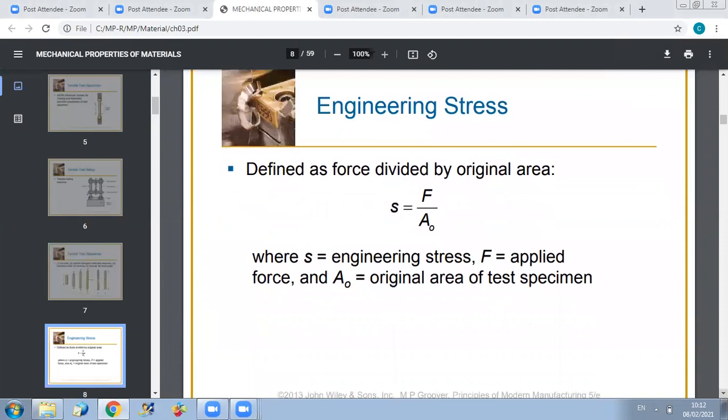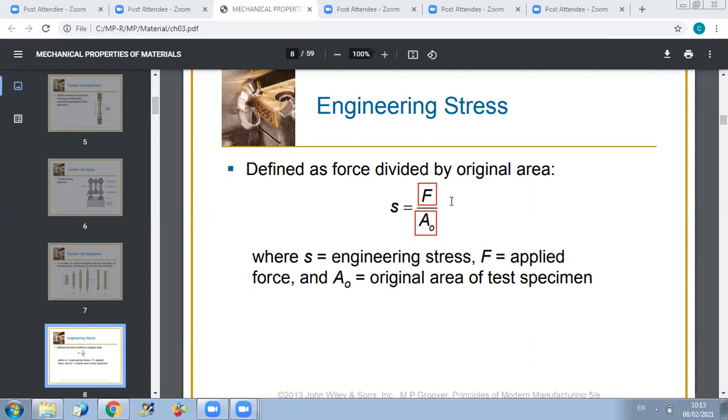Now, we define two types of stresses: engineering stress and true stress. What is the difference between them? First, the engineering stress is defined as the force divided by the original area. Since we are dividing by the original area, which is a constant, A0, the engineering stress will represent the variation of the load applied, the force applied on the specimen. So it will not actually illustrate the variation of stress, but the variation of force. This is why we call it engineering stress.